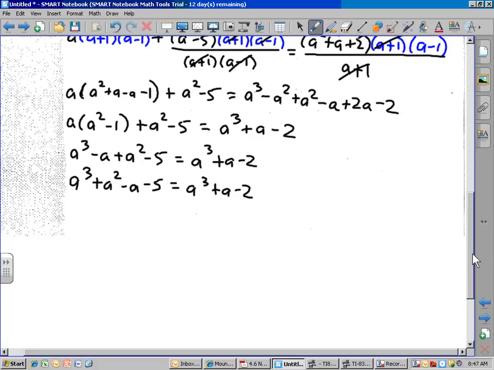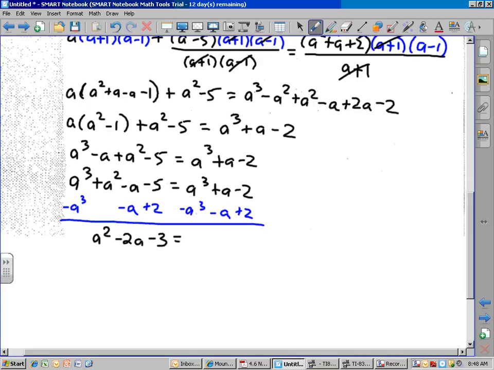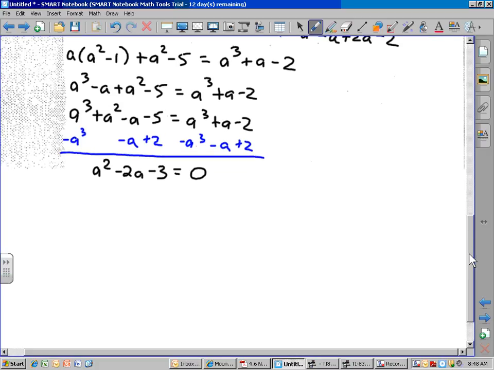So we're going to subtract a cubed. We'll do that over here. Subtract a. We must do it on the other side as well. And add 2, so plus 2. So we get a squared minus 2a minus 3 equals 0. Which is perfect, because now we have a quadratic we can attempt to solve. We can do factoring, completing the square, or quadratic formula.